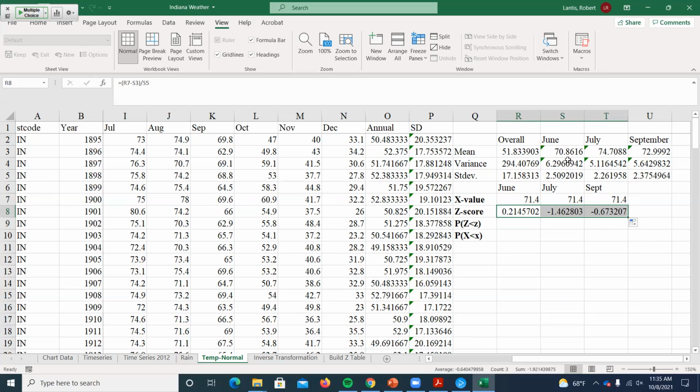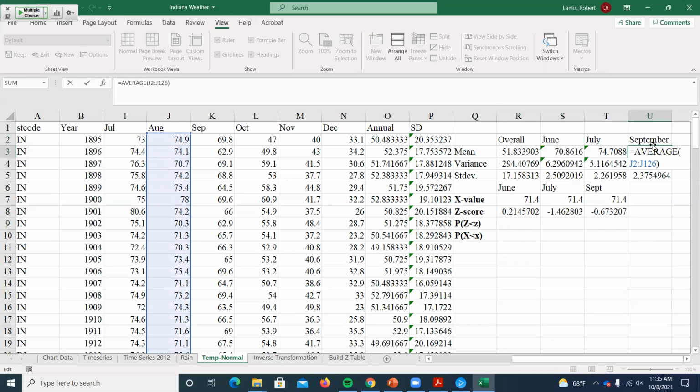And this kind of makes sense, right? If we look at these three months, July has the highest. And I think I did September here. Did I do September? This is not September. I have this labeled wrong. This is August. I forgot a month there. So if I look at the average temperature in July, it's the highest in Indiana. So I know that seeing 71.4 in July, well, that's something below the mean, right? In fact, it's about 1.5 standard deviations below the mean.